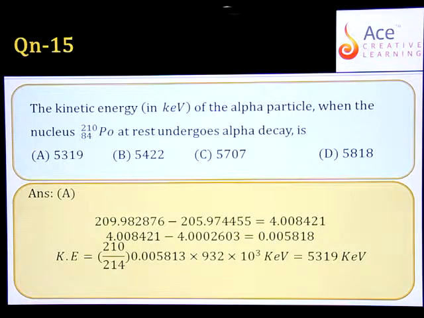Question number 15 and 16 are from modern physics. So now we are looking at the alpha decay of 210Po84. So you find out the mass difference and subtract the mass difference from mass of the alpha particle. We get it as 0.005818, and use conservation of momentum and the kinetic energy formula to get kinetic energy as 210 by 214 into that particular difference into 932 into the power 3, and the answer is in kilo electron volts, and the answer is close to 5319 kilo electron volts, which is option A.